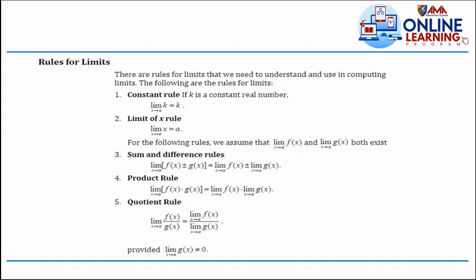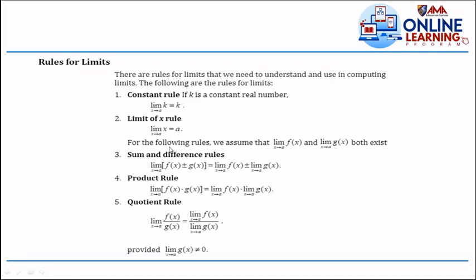So we have now the rules for limits. There are rules for limits that we need to understand and use in computing limits. So the following are the rules for limits. Number 1, we have the constant rule. If k is a constant real number, the limit of k as x approaches a is equal to k. Next, the limit of x rule. The limit of x as x approaches a is equal to a.